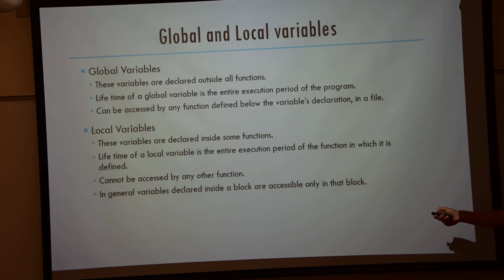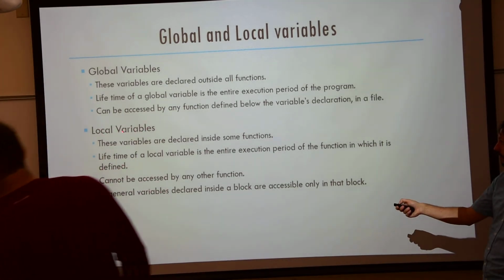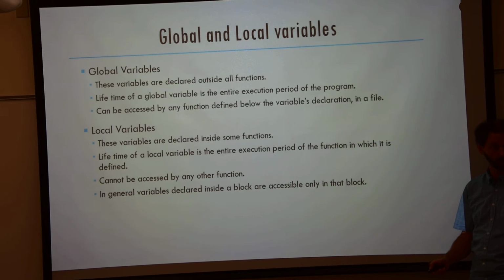The local variables are local to, say, the function in which you declare it. So they are declared inside some function, and that means that they cannot be accessed by any other function. So the lifetime of the local variable is the entire execution period of the function. Now, you could potentially also put local variables elsewhere, but let's not do that. So don't do that, and make sure that the local variables are always at the start of your function.